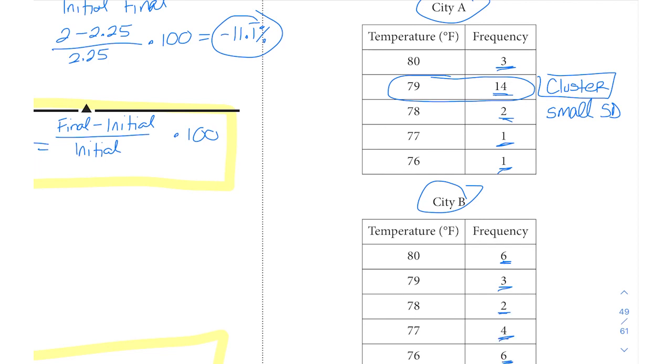And when you look at city B, so we have 6 results of 80 degrees, 3 days where it was 79, 2 where it was 78, 4 where it was 77, and 6 where it was 76. So you see how overall this is a little bit more balanced? So when you see something like that, if it's a little bit more balanced, that means that it's going to have a larger standard deviation because the results are spread out. Think of it as they're being spread more evenly across. Kind of like if you were just spreading some butter on a piece of toast, right? So a perfectly even spread is going to indicate a large standard deviation.